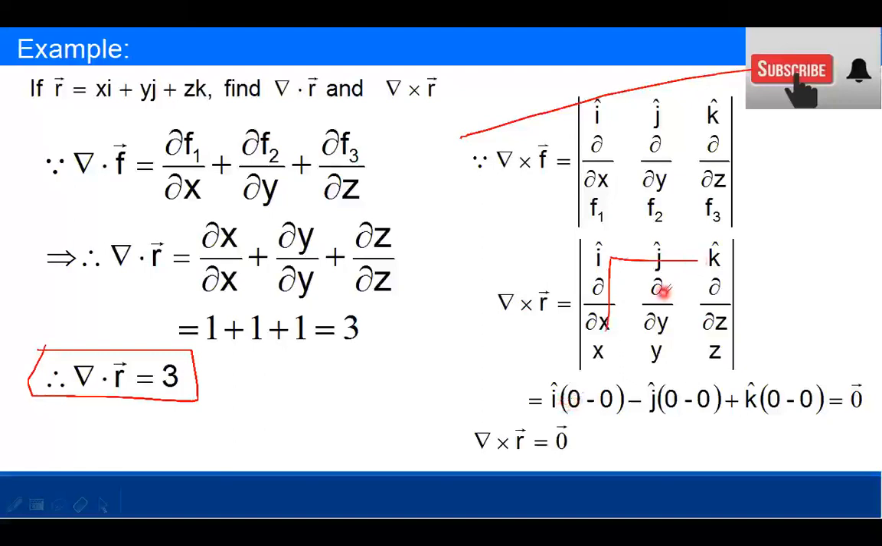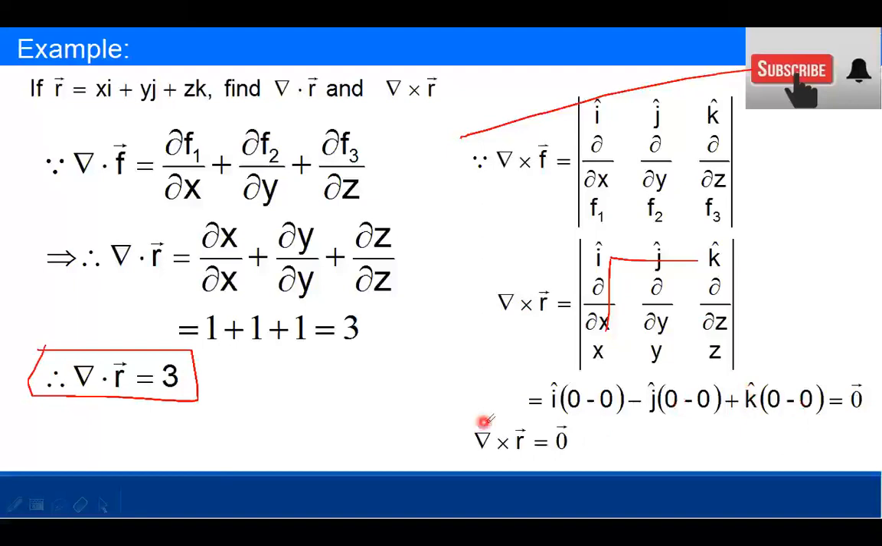So find the partial derivative of z with respect to y, that is 0. Similarly, the derivative of y with respect to z is 0, minus j, eliminating the corresponding row and column. Similarly, the derivative of z with respect to x is 0, the derivative of x with respect to z is 0, plus for this, similarly we will get 0. So 0i plus 0j plus 0k equals 0 bar. Therefore del cross r bar equals 0.